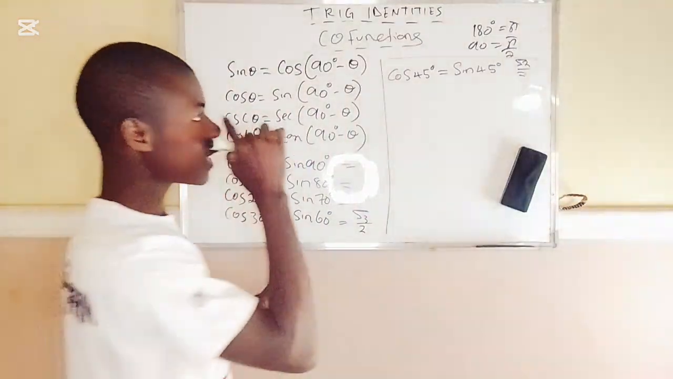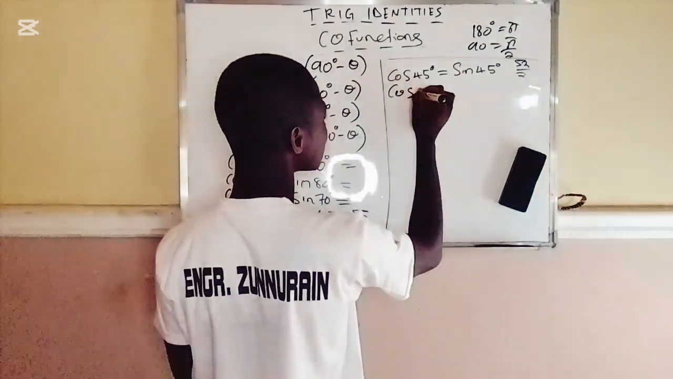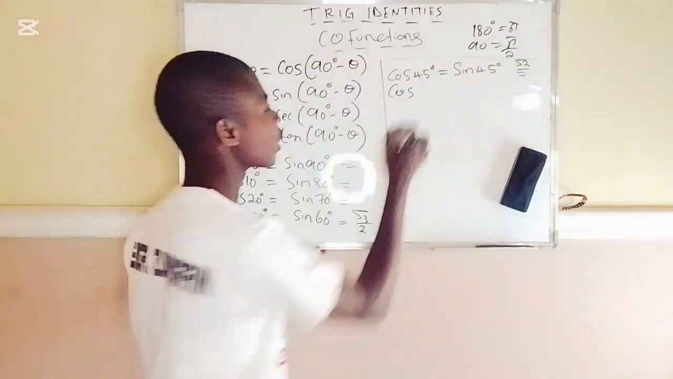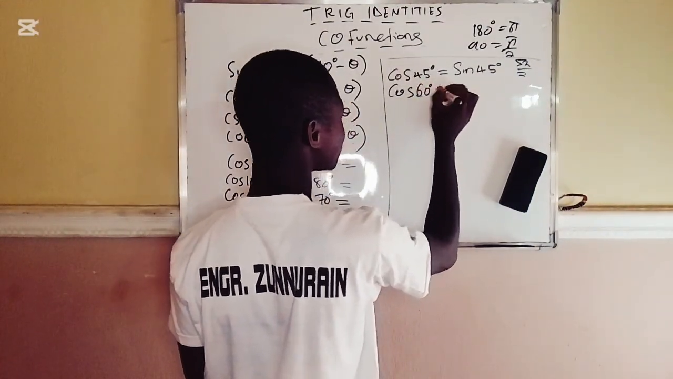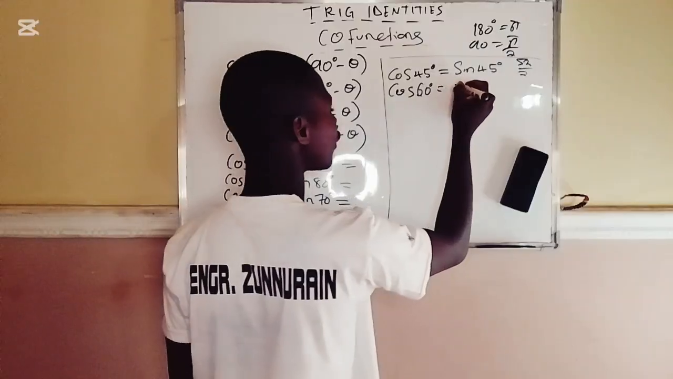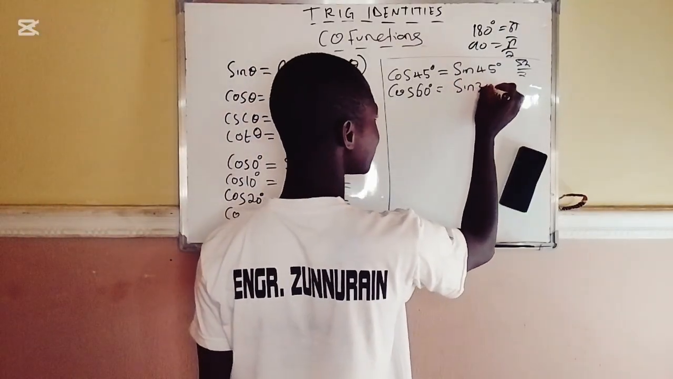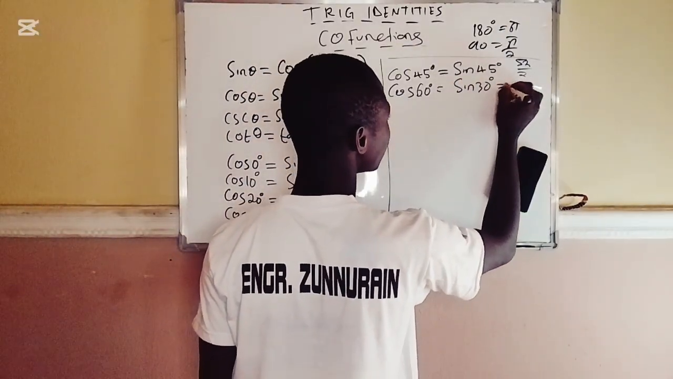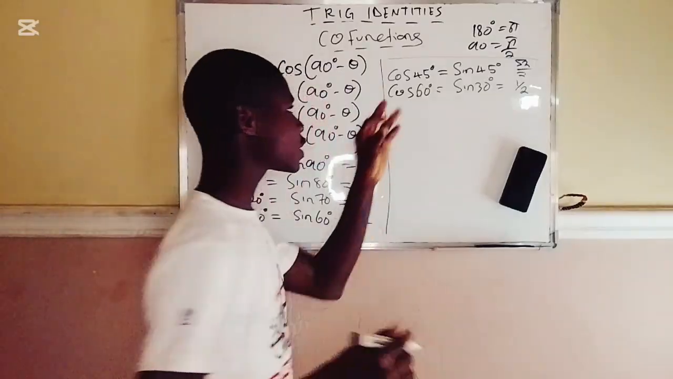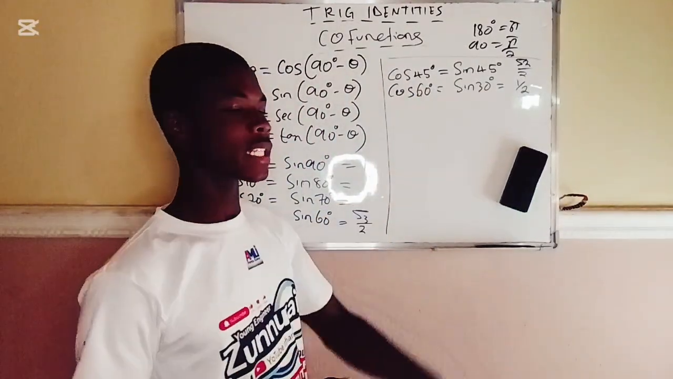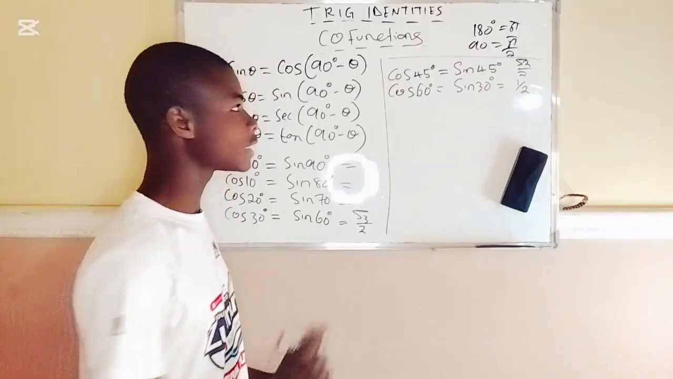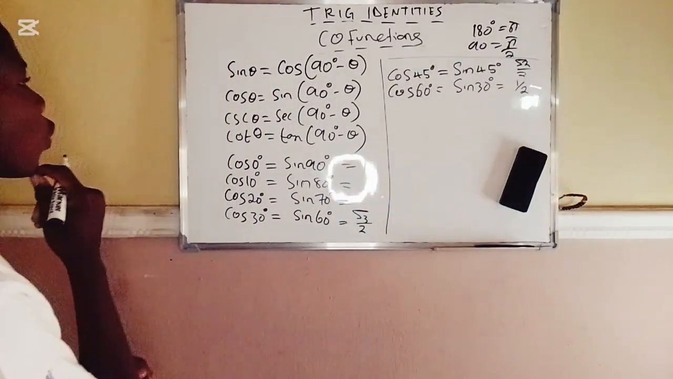It will be 1 over 2 if, let's say, cos 60 degrees. Yes, cos 60 degrees is 1 over 2. And also sine 30 degrees will also give you 1 over 2. This will give you 1 over 2, and this will give you 1 over 2. And therefore, 60 plus 30 is 90.